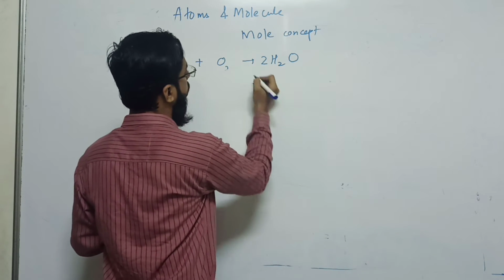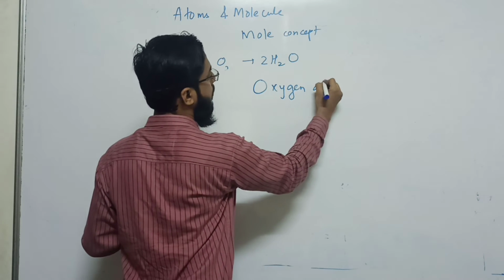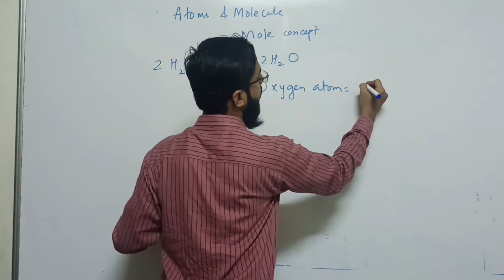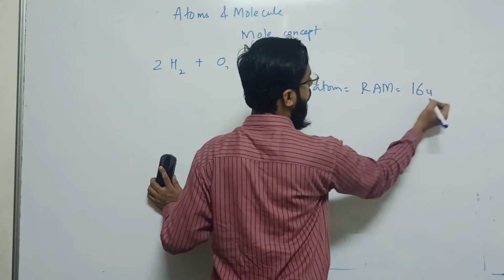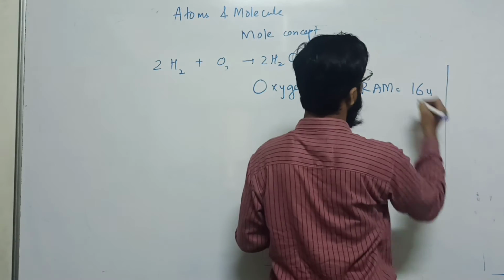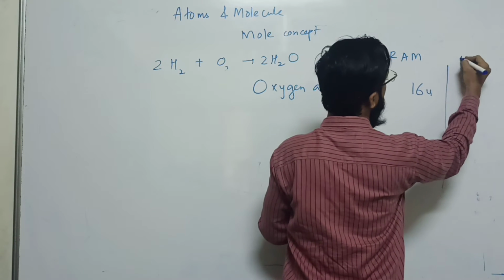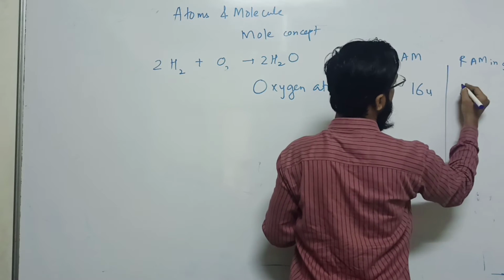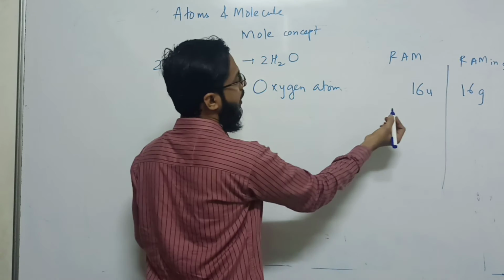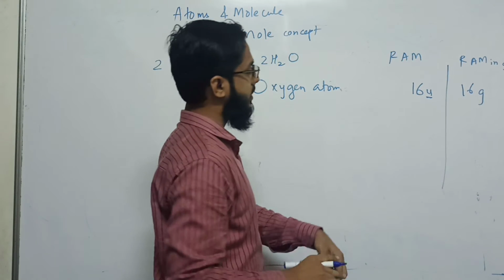For example, oxygen atom. The relative mass is 16 U. Relative mass is 16 U, but relative mass in terms of gram would be 16 gram. You just have to convert this U into gram. Okay, but there is a difference.